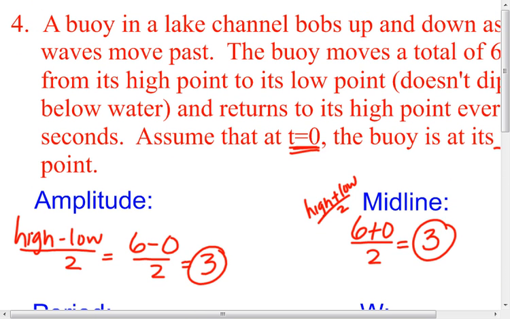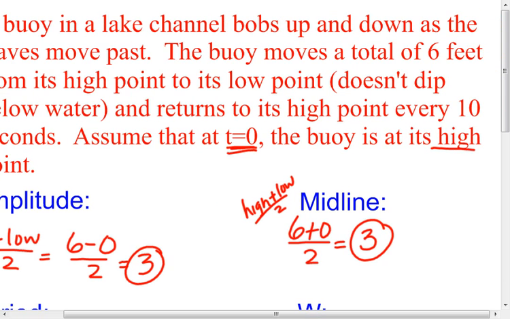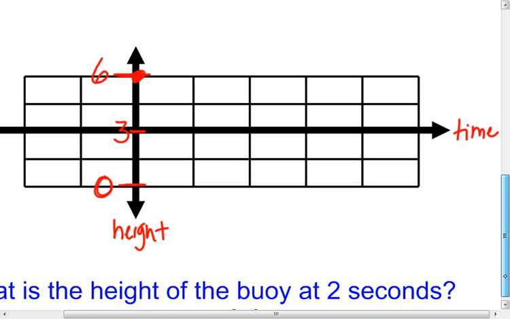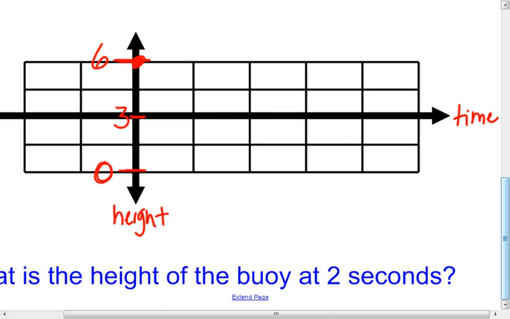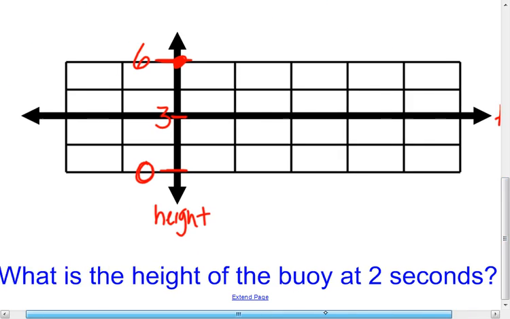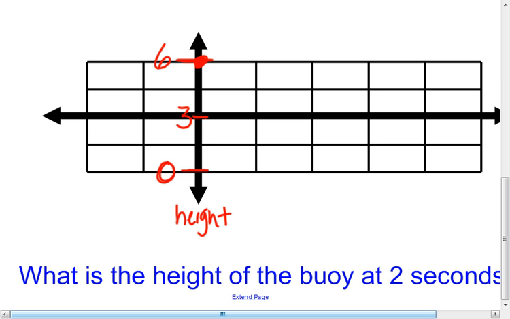What else does it tell us? It tells us that it returns to its high point every 10 seconds. When it talks about how much time it takes to return to its high point, this distance right here, that will be your period. And so your period is 10 seconds. And so what I will do is I will go over here, and this right here is 10 seconds. And then half of that is 5 seconds.